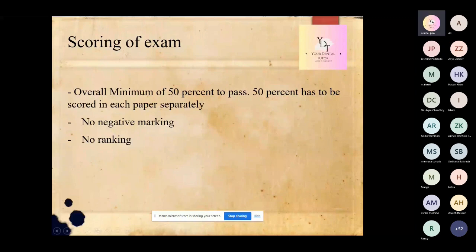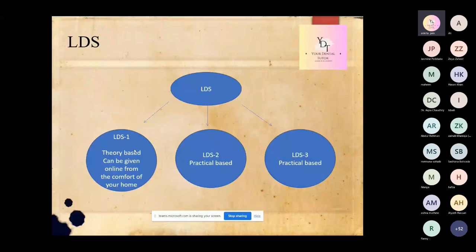Next, we move on to the LDS. Unlike ORE, which is conducted in 2 parts, LDS is conducted in 3 parts. LDS part 1 is a theory based exam, and LDS part 2 and part 3 are practical based exams. LDS part 1 can be given from the comfort of your home. For this, you don't have to visit UK, whereas for ORE, for both the parts, you have to visit UK. And for LDS part 2 and part 3, you of course have to visit UK to appear in the examinations, because these are practical based and are evaluated at their centers.